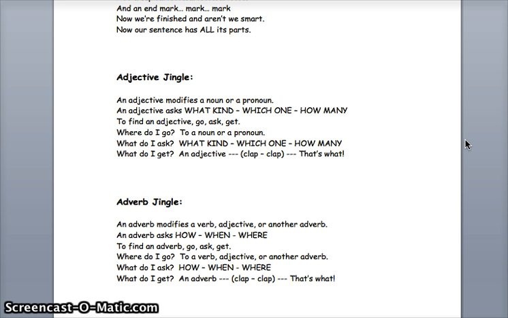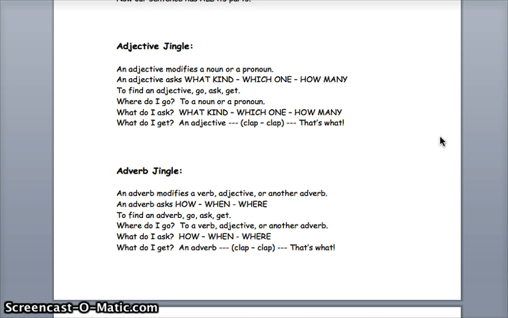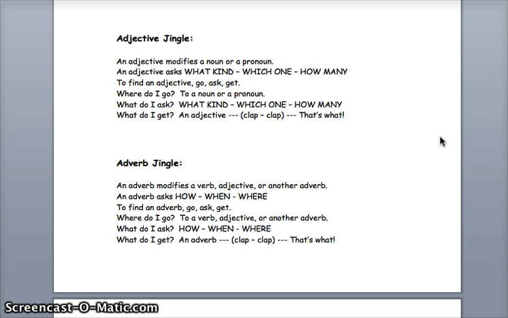So one more time, the adjective jingle goes like this. An adjective modifies a noun or a pronoun. An adjective asks what kind, which one, how many. To find an adjective, go ask get. Where do I go? To a noun or a pronoun. What do I ask? What kind, which one, how many. What do I get? An adjective. That's what.